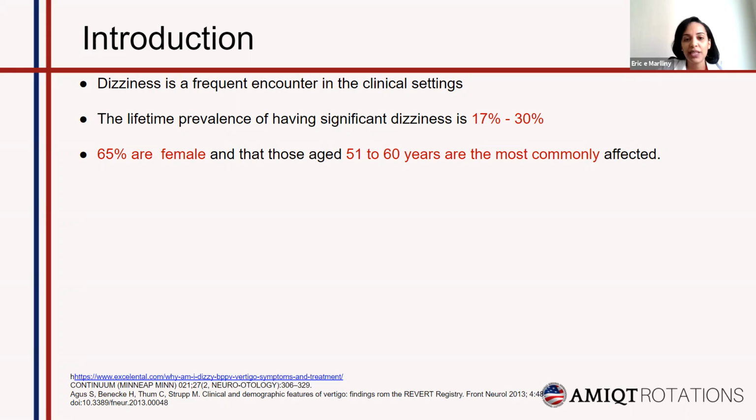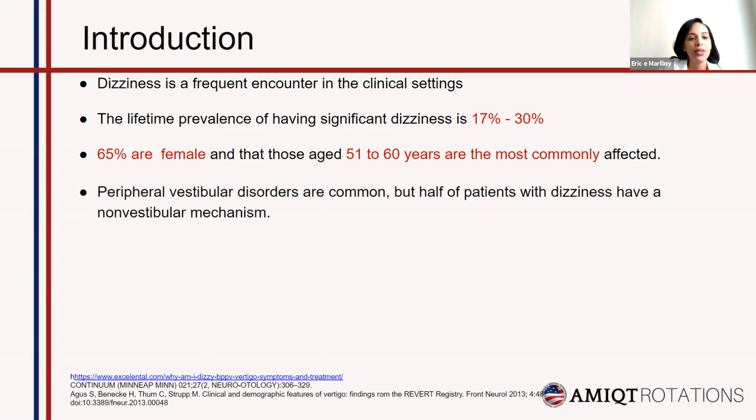And in the past, we believed that dizziness was much more common in patients more than 70 years old. So this recent study showed a difference. Peripheral vestibular disorders are common, but half of the patients with dizziness have a non-vestibular mechanism.